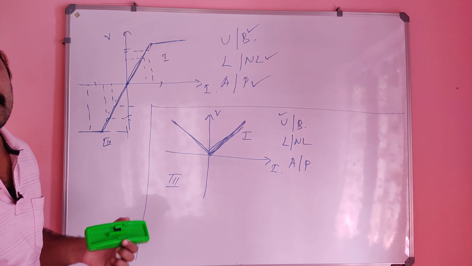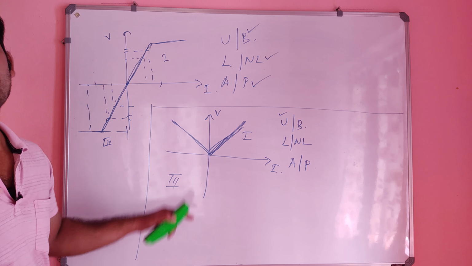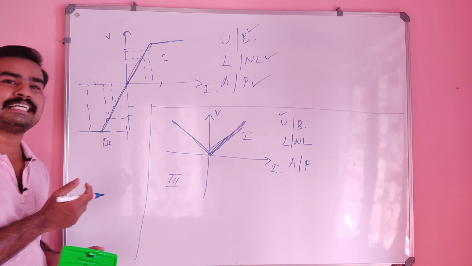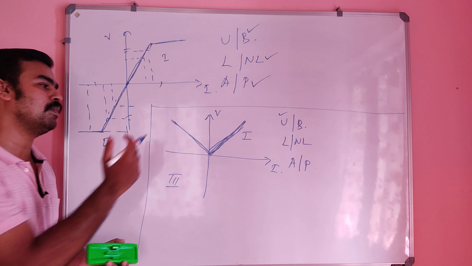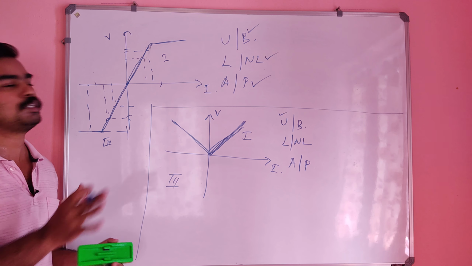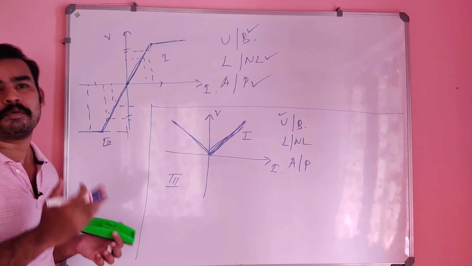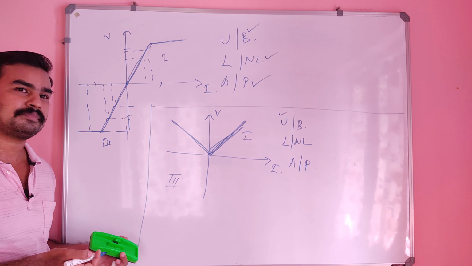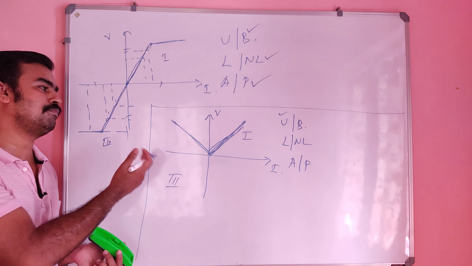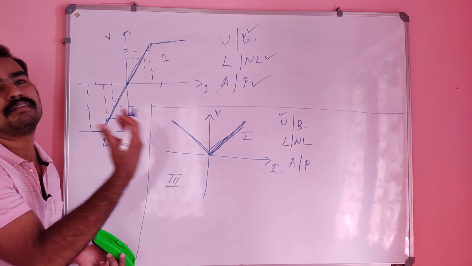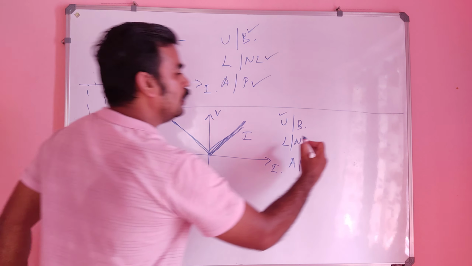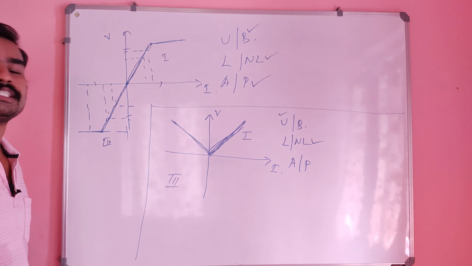So we can't say that the given element's graph is linear, because it violates the second criterion. The slope should be the same, but the slope is not the same here. It is a positive slope here and a negative slope here. So we can't say that the graph has the same slope all the time. So it is non-linear.